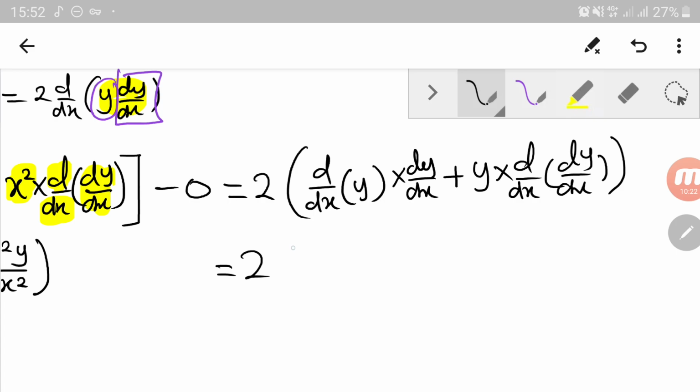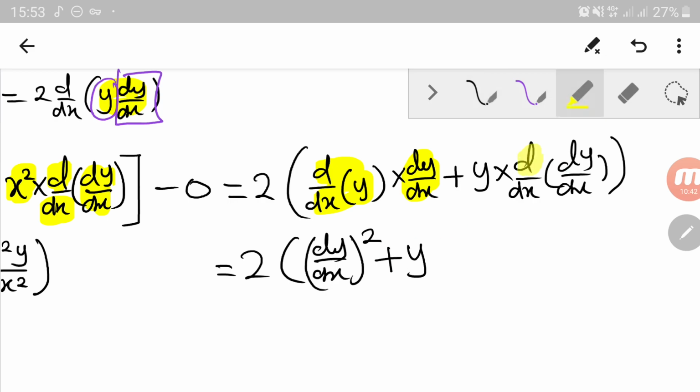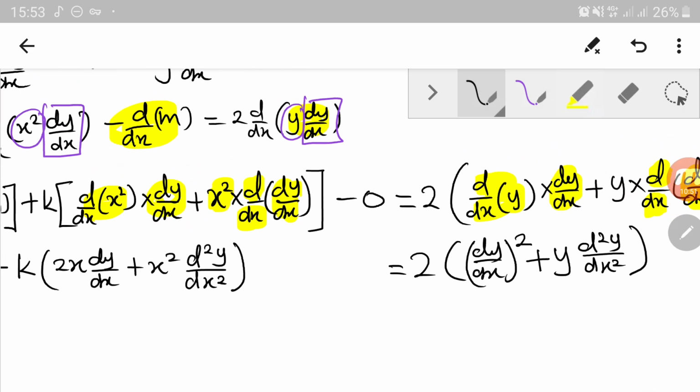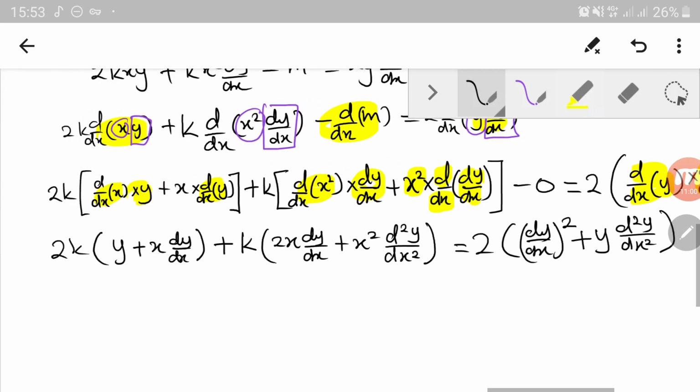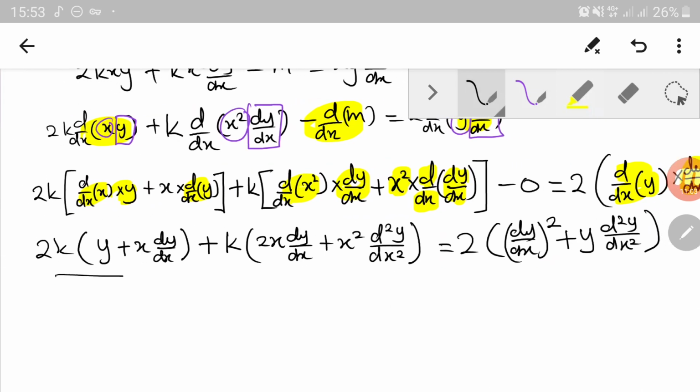This one also very lengthy. Now, differentiate y with respect to x is dy/dx, but we multiply with this one, so dy/dx multiply dy/dx is (dy/dx) squared, plus y multiply by differentiation of the first derivative with respect to x, which is the second derivative itself. And then close lah. Now maybe I move this a little bit closer. Good. Now, so we have this.